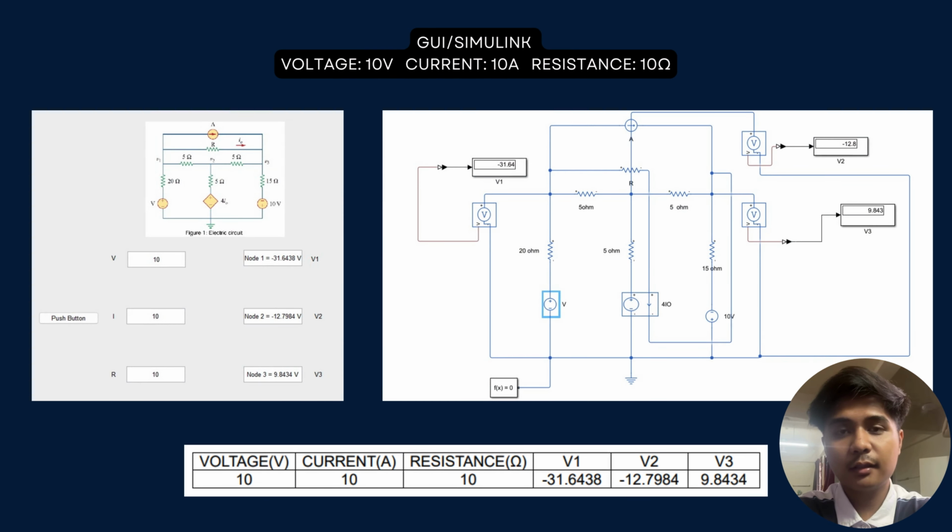The GUI and Simulink MATLAB model work seamlessly together to simulate and analyze an electrical circuit. Using the GUI, we can easily input the values for the voltage, which is 10 volts, current 10 amperes, and resistance 10 ohms. Then we calculate the node voltages: V1 equals negative 31.04, V2 negative 12.09, and V3 equals 9.8404 volts with a single click.